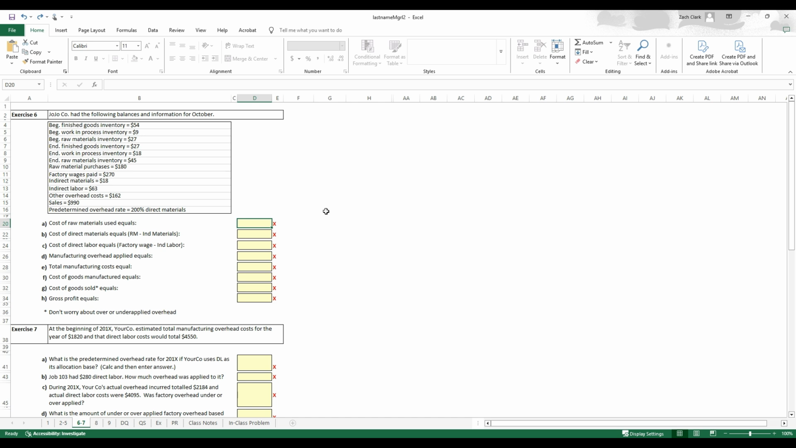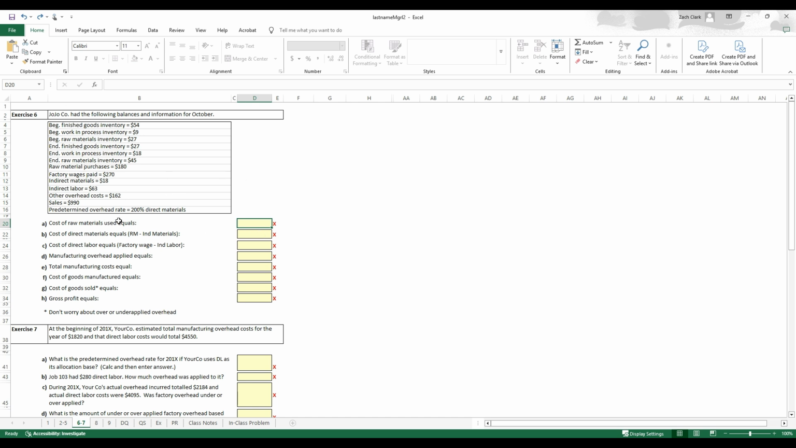Let me take a look at our next problem. Okay, numbers 6 to 7. JoJo Co. had the following balances and information for October. We got a whole bunch of random stuff in here, and we want to calculate the cost of raw materials used. Some of this goes back to chapter 1, so keep practicing that information, definitely important.